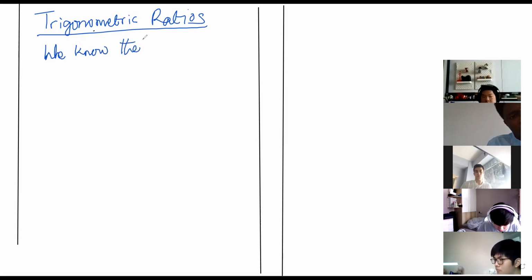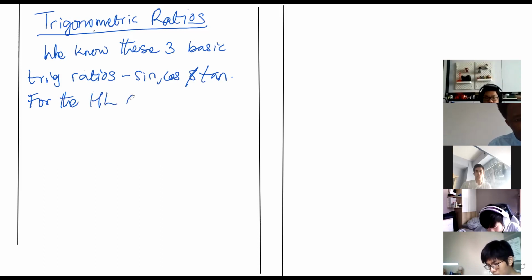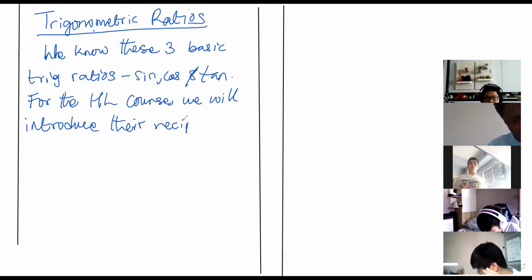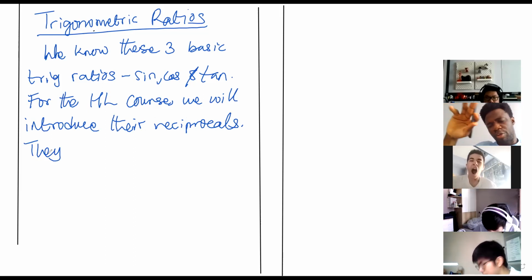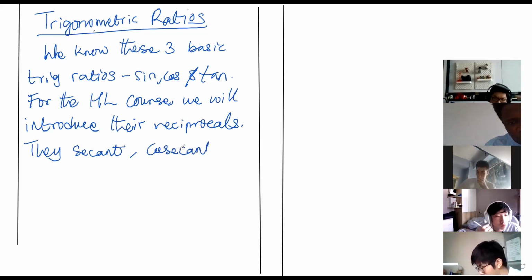We know these three basic trig ratios: sine, cos, and tan. For the HL course, we will introduce their reciprocals. Do you know what reciprocal means? When you flip something over, it's one over, okay? They are secants, or just sec, cosecants, which is the complement of secants, and cotangents.